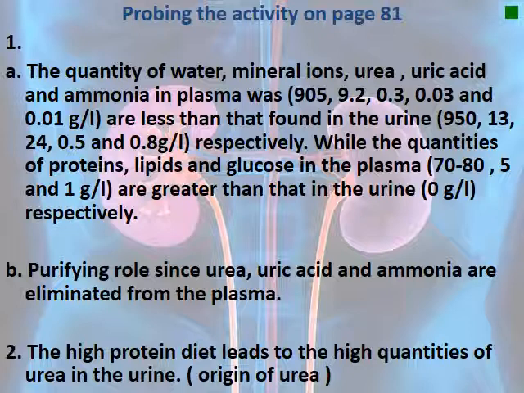Why? The quantity of protein, lipids, and glucose in plasma, they are 70 to 80, 5, and 1 gram, greater than that in the urine, which were 0 gram, all of them. So it has a purifying role. Why? Because urea, uric acid, and ammonia are eliminated from the plasma. There is no urea, no uric acid, no ammonia in the plasma. All of them are eliminated through the urine. The high protein diet, as we said, leads to high quantities of urea in the urine.